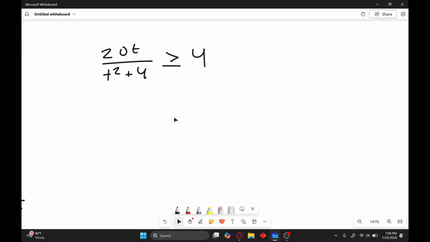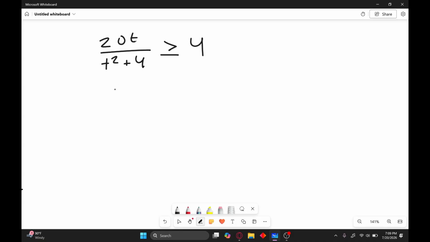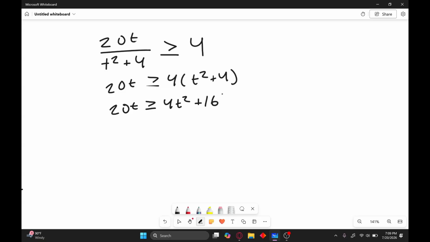So if we solve this out, we multiply both sides by t squared plus 4, we get 20t is greater than or equal to 4 times t squared plus 4, and then we distribute this side of the equation, 20t is greater than or equal to 4t squared plus 16.